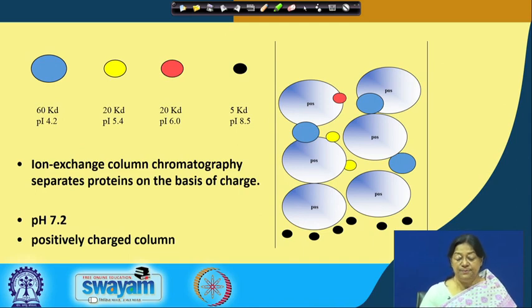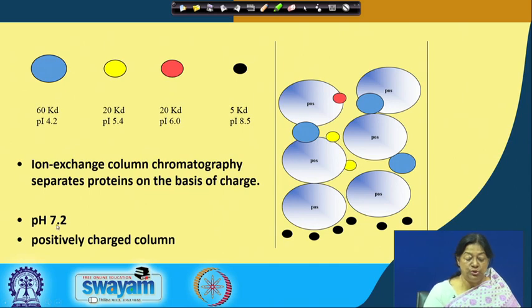So, if we have a specific system like this and we have 4 proteins that have been shown here of different molecular weights, we see that we have the specific molecular weights at 60 kilodalton, 20 kilodalton, another 20 kilodalton and 5 kilodalton. If we look at these 2 proteins, it is difficult to isolate them by gel filtration chromatography because they have the same molecular weight. The pI in this case is 4.2, 5.4, 6 and 8.5.